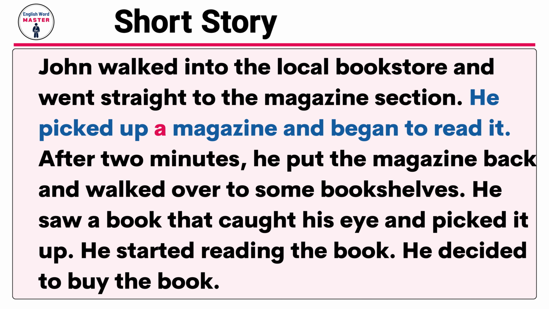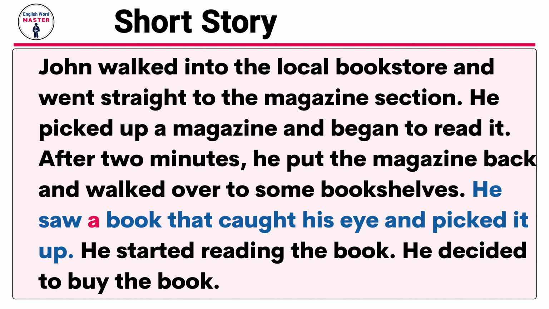The indefinite article, a, is used to refer to the magazine John picked up. He could have picked up any magazine, so it's not a specific one. Once he picked it up and read it, it makes the magazine unique and specific, so we now use the magazine. The indefinite article, a, is used to refer to the book John picked up.